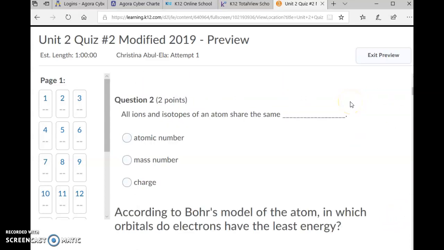Question number 2. All ions and isotopes of an atom share the same atomic number, mass number, charge.